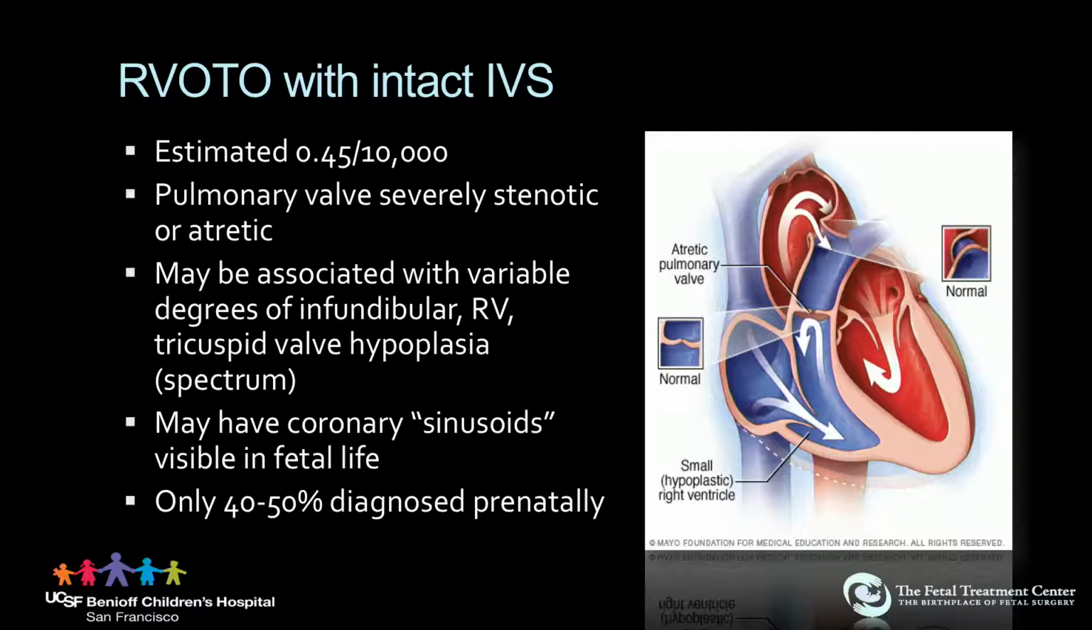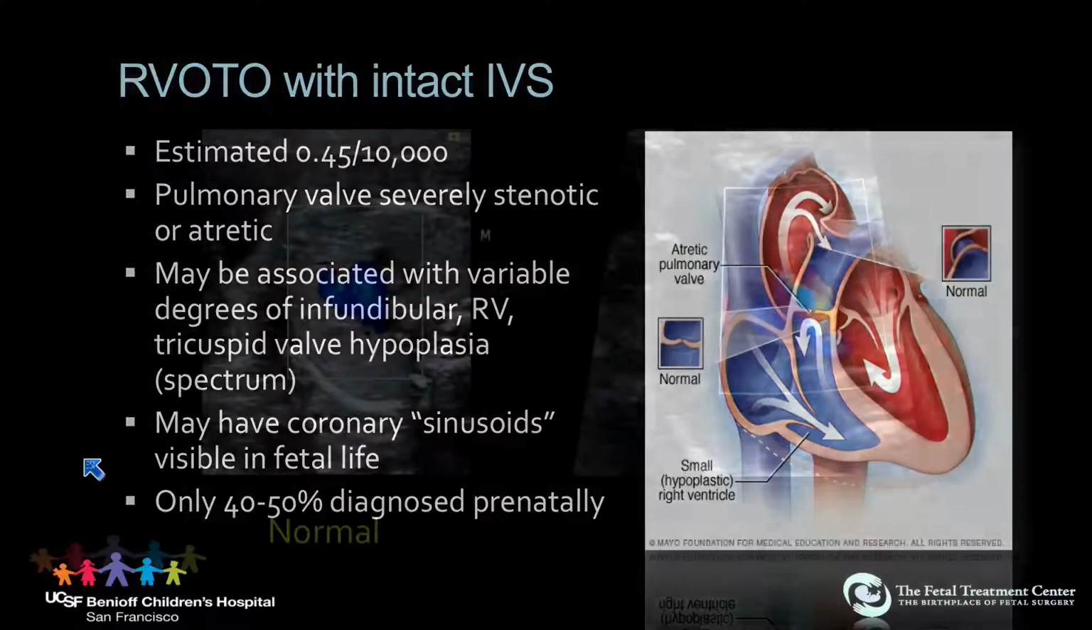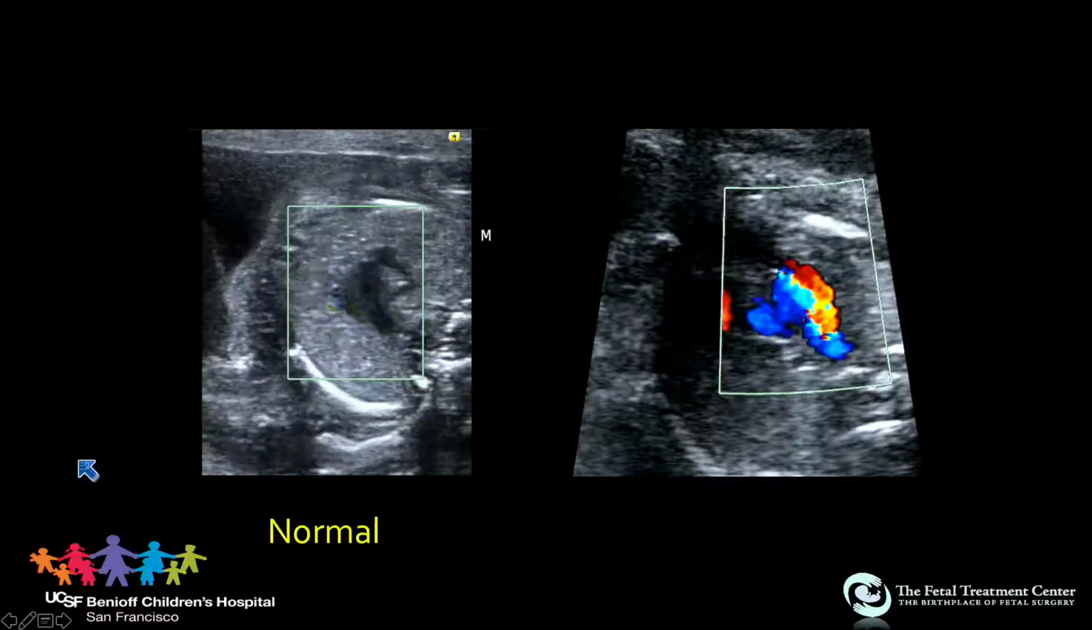It may be associated with variable degrees of infundibular, right ventricular, or tricuspid valve hypoplasia, so there's a spectrum of disease. And then it also may have coronary sinusoids, which are visible in fetal life due to the very high pressure and abnormal formation of the coronary circulation. Less than 50% are diagnosed prenatally, so this is something to work on.